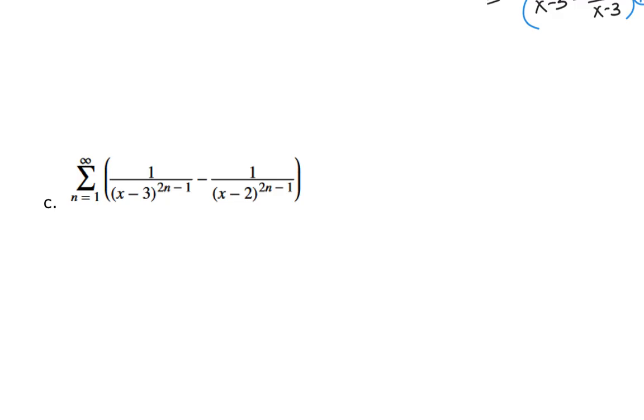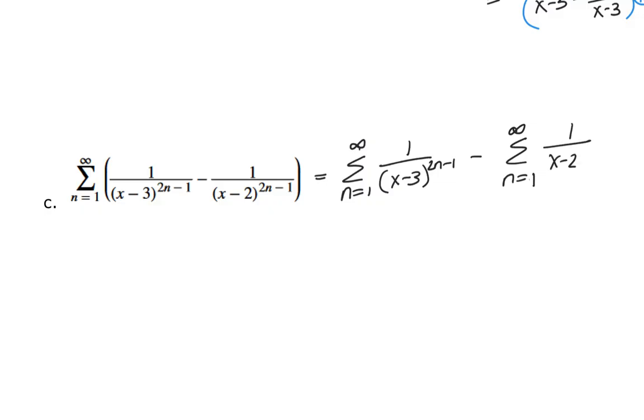All right, this looks like a whole bunch of fun. Again, pay attention to where you start. So I have n equals 1. I need this to start at n equals 0. So I'm just going to look at each one individually. Well, actually, I'm going to write this as the summation n equals 1 to infinity of 1 over x minus 3 raised to the 2n minus 1, and then minus the summation of n equals 1 to infinity, not 0, because I have to make that adjustment, of 1 over x minus 2 raised to the 2n minus 1.